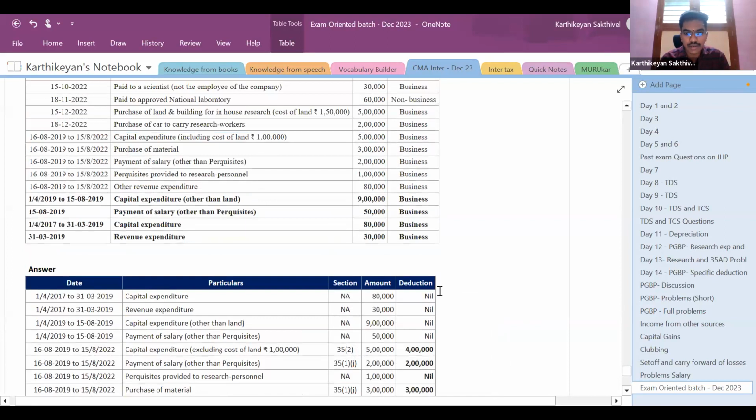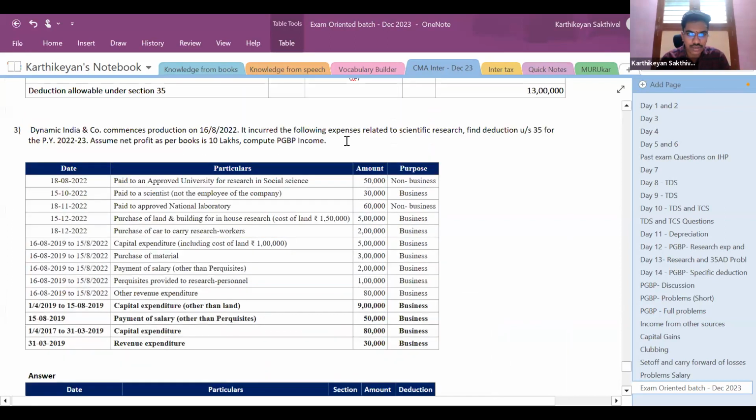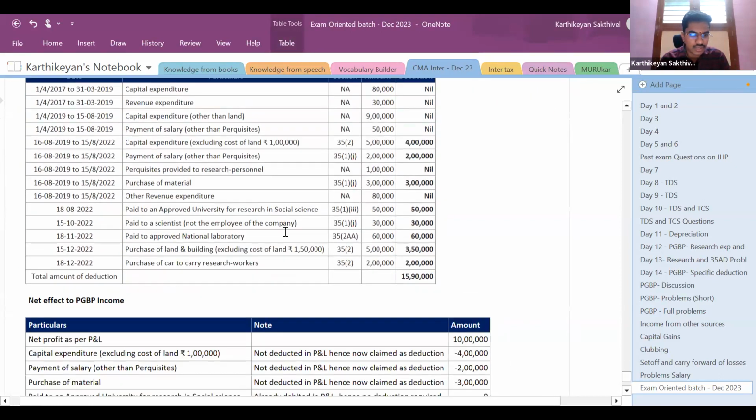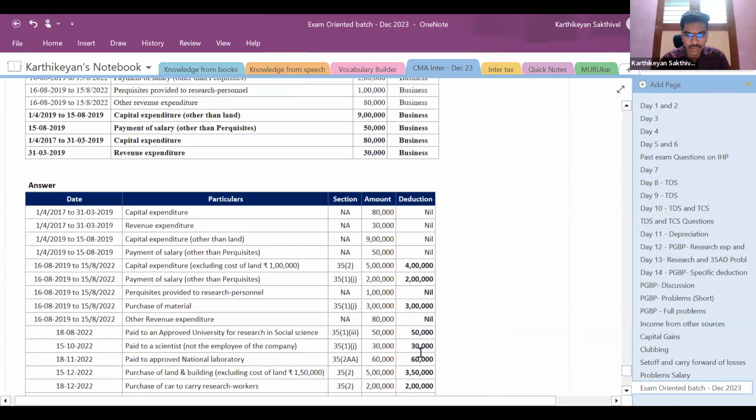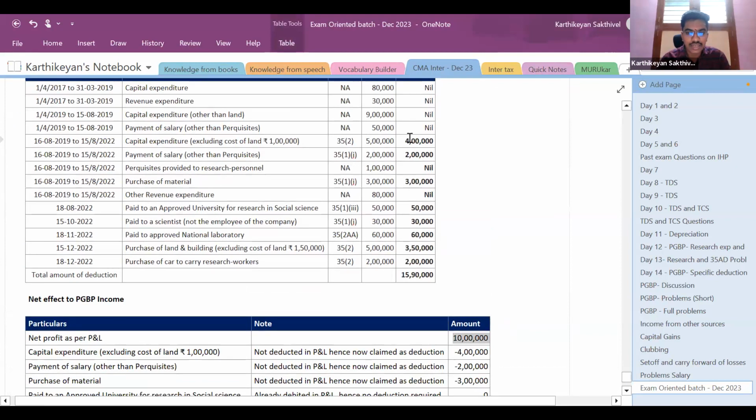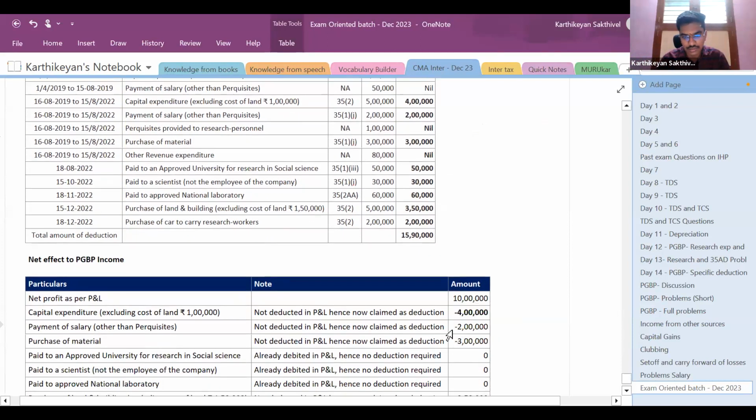Now what is to be done to compute the PGBP income is the next part. As far as that part is concerned, net profit as per P&L is 10 lakhs. So take that 10 lakhs. The 4 lakhs, 2 lakhs and 3 lakhs would not have been debited to the P&L, because all these are in relation to the preceding financial years. So only those three can be claimed as reduction: 4 lakhs, 2 lakhs, 3 lakhs.